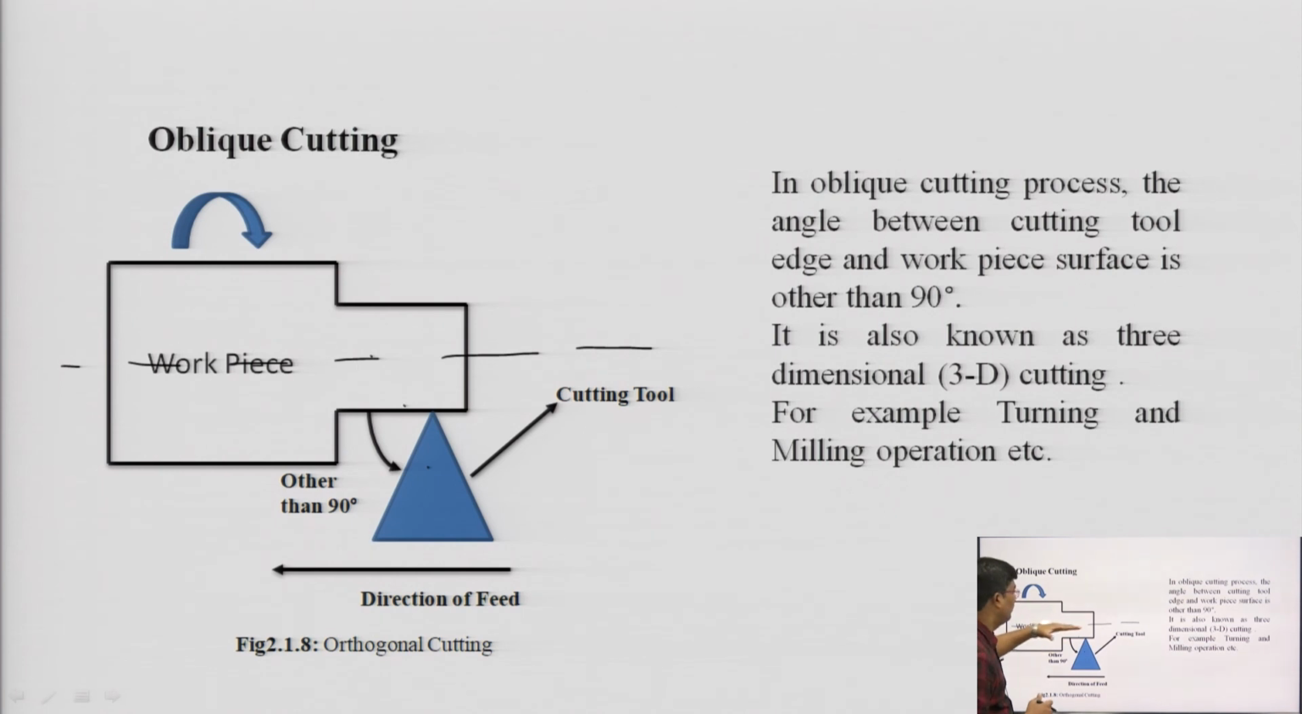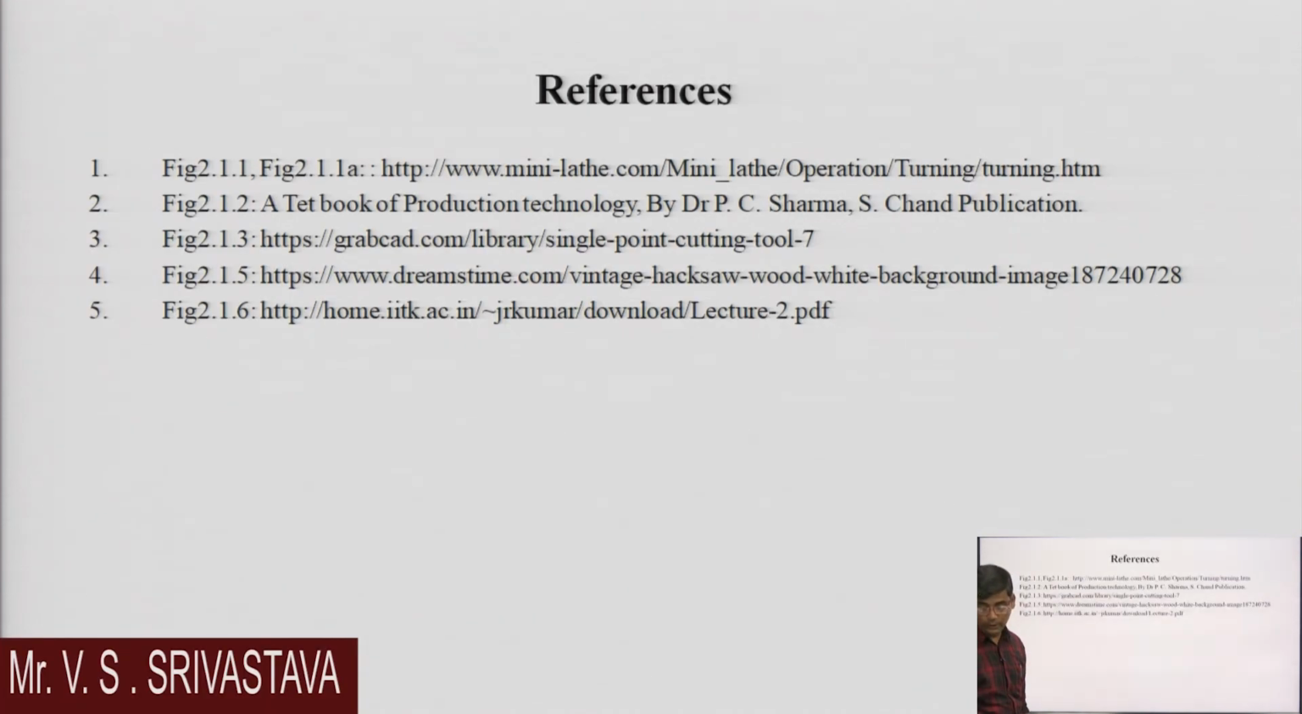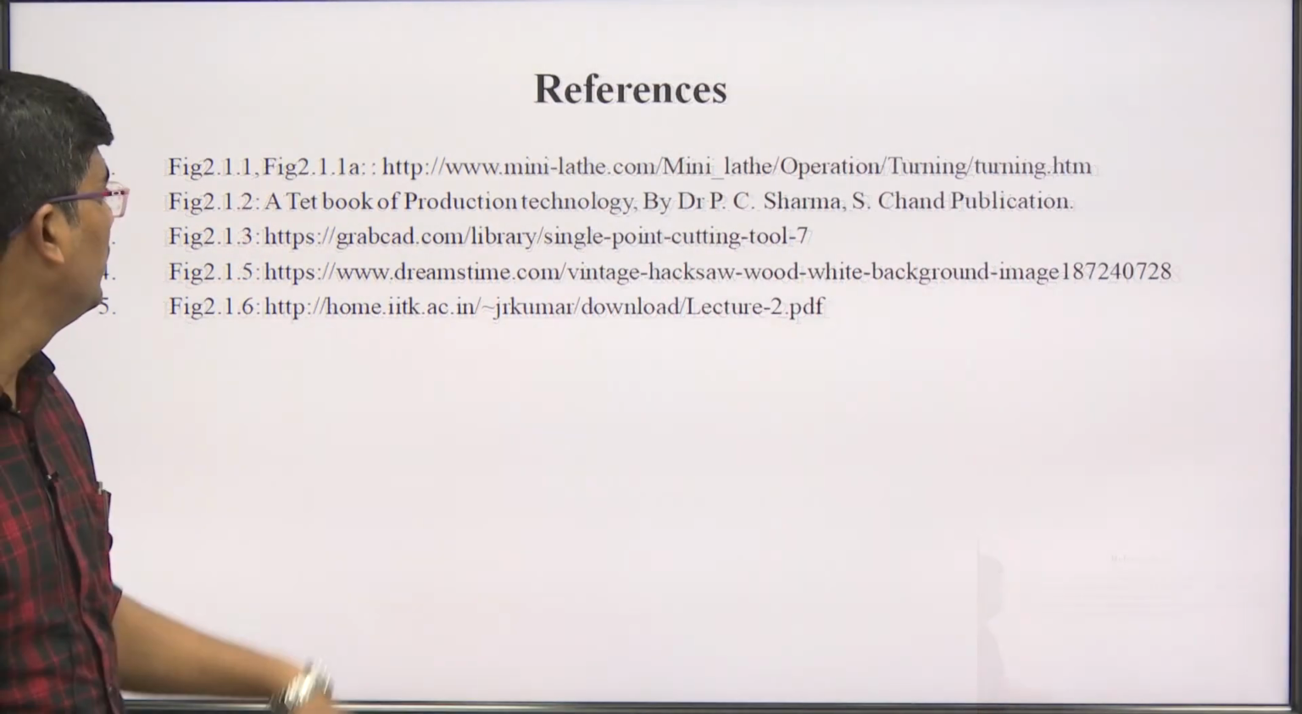tool and the machine workpiece surface is other than 90 degrees. इसको हम 3D cutting भी कहते हैं. Turning operation and milling operation is known as oblique cutting operations. That's all about oblique cutting and orthogonal cutting, and this is a reference of my diagrams and points where we have discussed. Thank you.